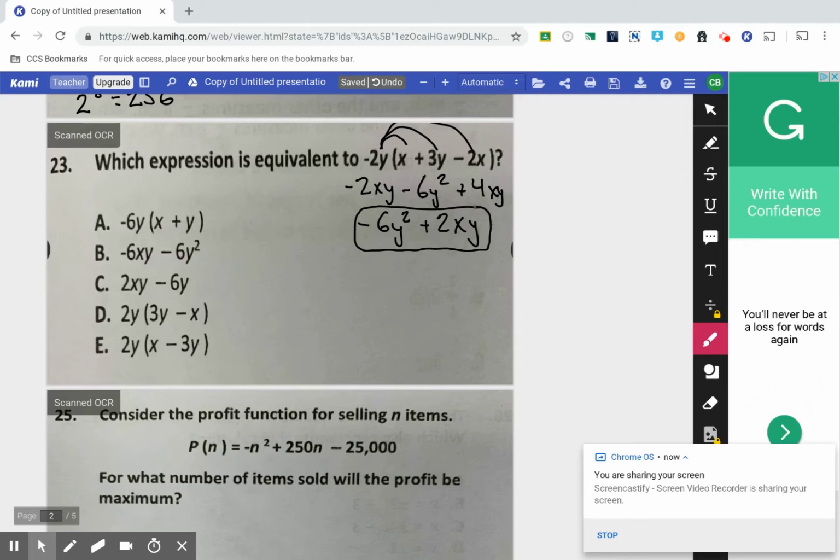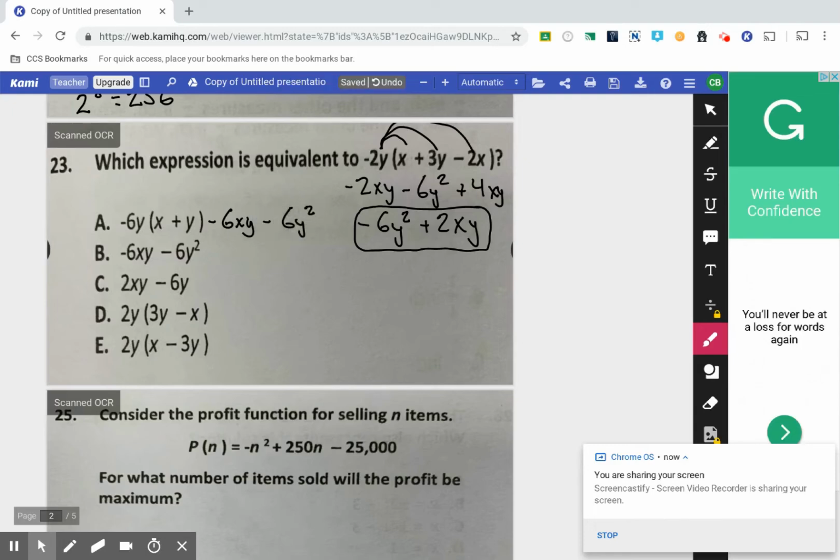Now, I said the math was easy. Hopefully that wasn't too bad, just distributing and combining some like terms. What makes this more challenging is that none of the 5 answer choices match that. One of those is equivalent. They just didn't write it the same way we did. So we're going to have to take the time and go through all 5 of these answer choices, distribute them out, get them the way that we wrote our answer, and see if it matches. Okay, so for A, that would be negative 6xy minus 6y squared.